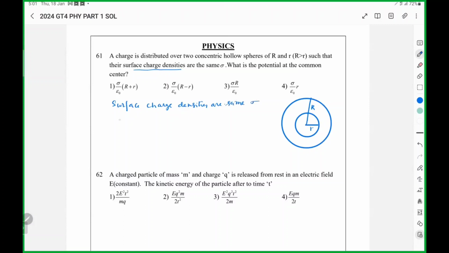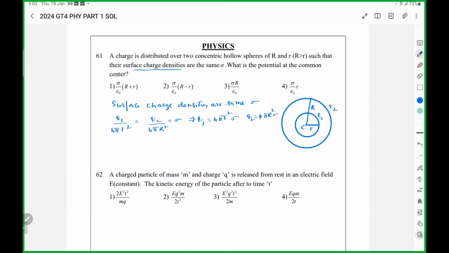Let us say Q1 charge is on the inner sphere, and Q2 charge resides on the outer hollow sphere. Surface charge density is charge by surface area, which is sigma. Q1 here is 4 pi r square sigma, and Q2 is 4 pi capital R square sigma.